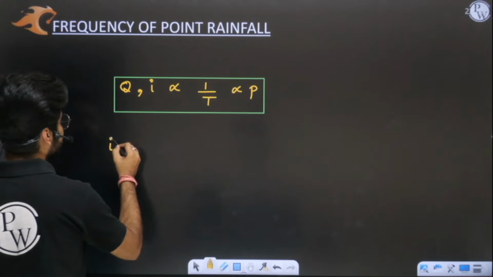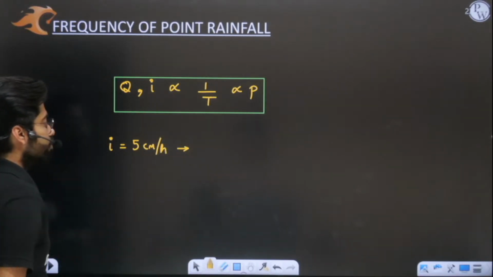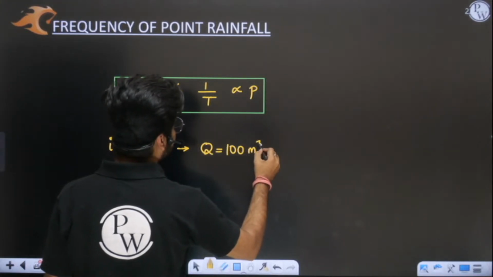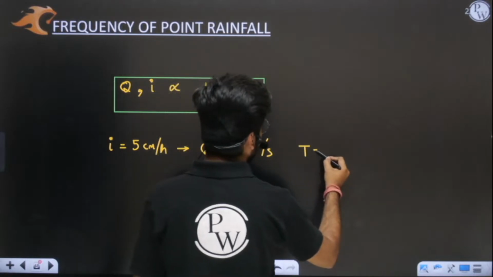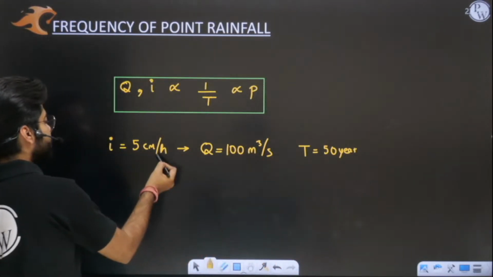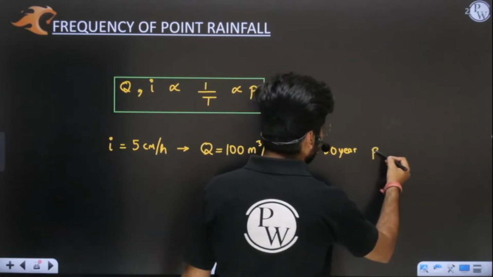Let us say a rainfall intensity of 5 centimeter per hour happened, because of which runoff took place, and in the stream we have a discharge of 100 meter cube per second. And let us say this event has a return period of 50 years. Such kind of discharge and rainfall happens once in 50 years only. The probability is 1 in 50.